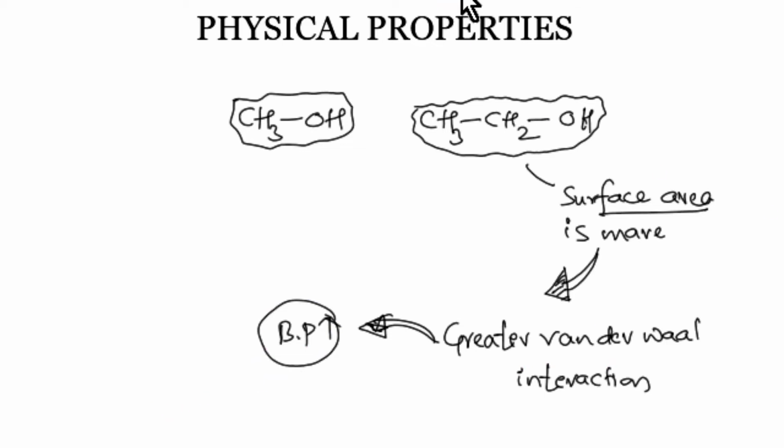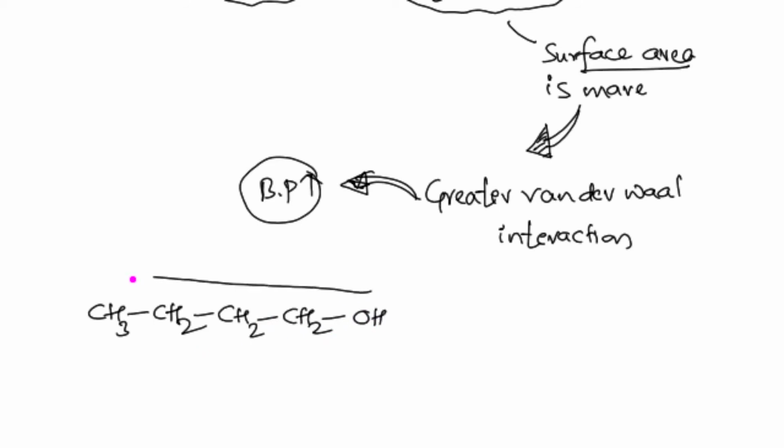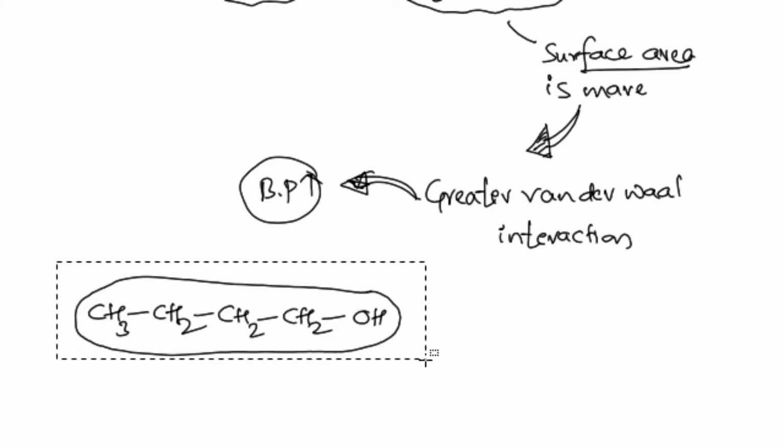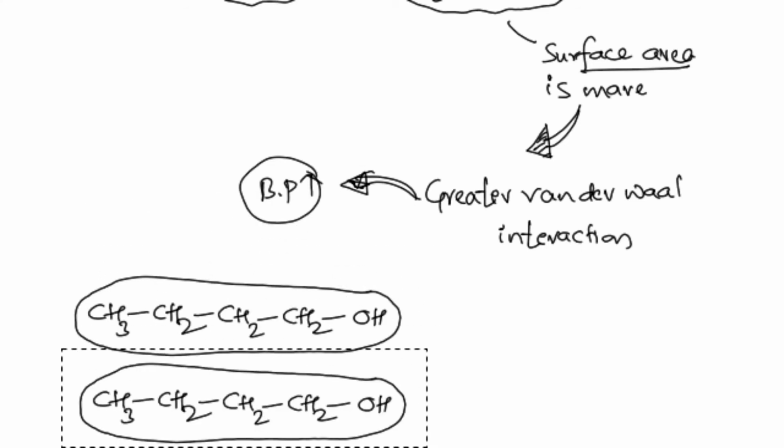The second part we can understand here: assume a molecule that has no branches, for example CH3, CH2, CH2, CH2, OH. In this molecule, the surface area is very large. If I take two molecules like this, copy and paste, there are two molecules, and between them there is van der Waals force of interaction.